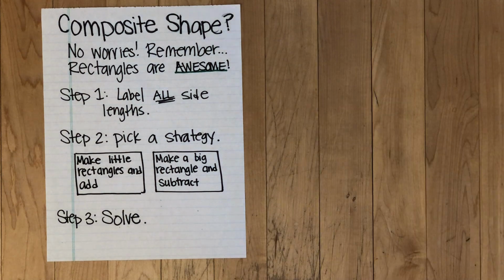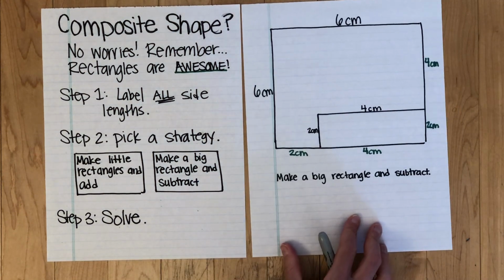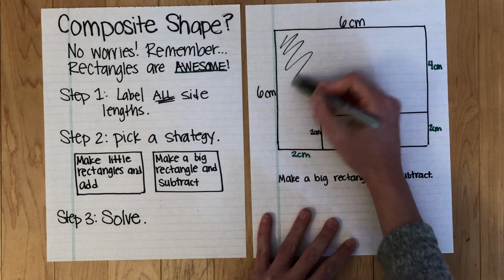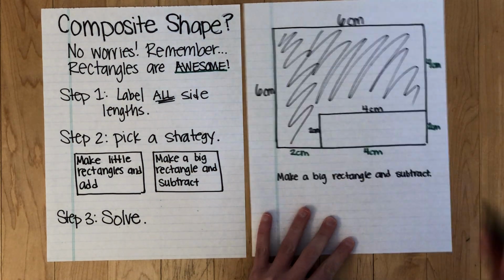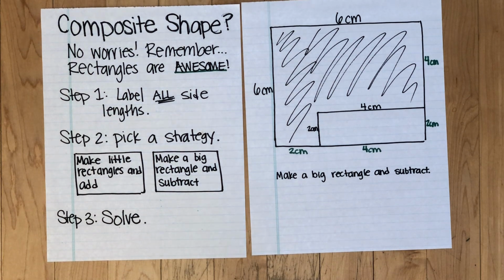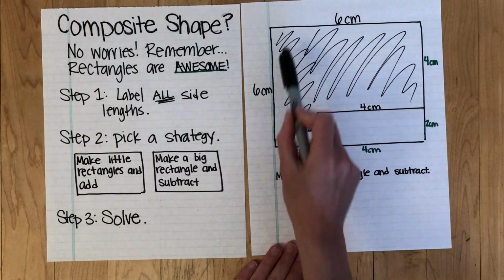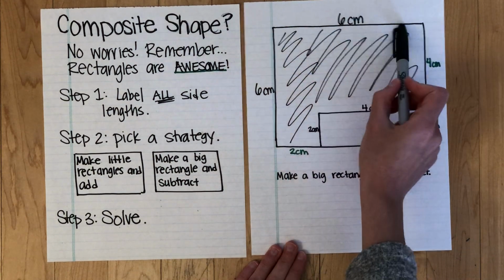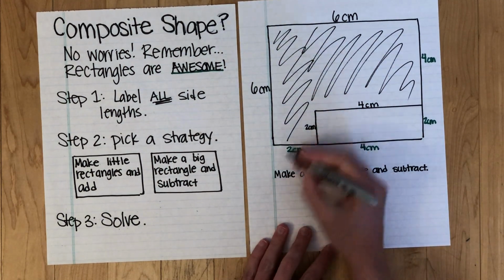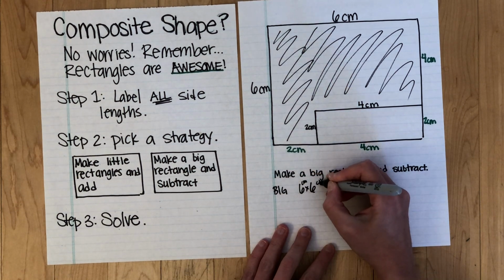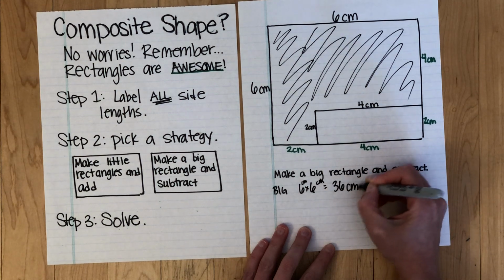Let's see if it works with our second strategy. So I already did the first part, label all the side lengths. And this time I'm going to make a big rectangle and subtract. So remember, I'm trying to find the area of this section right here. So to make my big rectangle, I'm going to imagine I'm finding the area of this entire shape right here, this whole shape. So one side length is 6, the other side length is 6. So my big rectangle is 6 centimeters times 6 centimeters equals 36 centimeters squared.